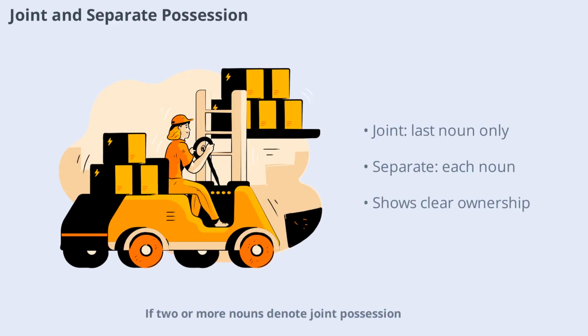If two or more nouns denote joint possession, use the possessive sign only with the last noun. For separate possession, use the possessive sign with each noun. For example, Pinky and Sriman's reception is joint, but Sachin's and Sehwag's boundaries are separate.